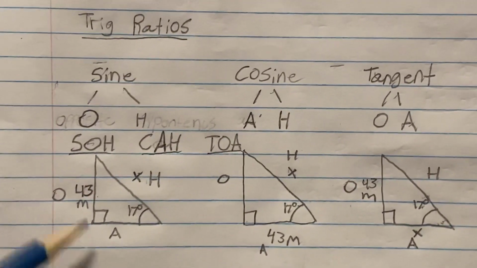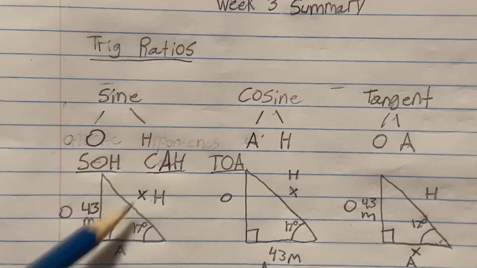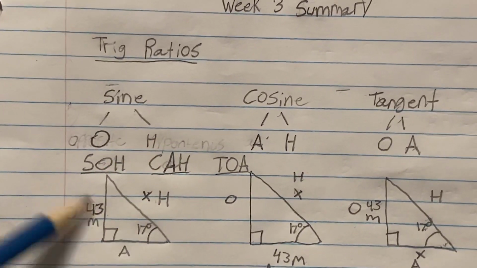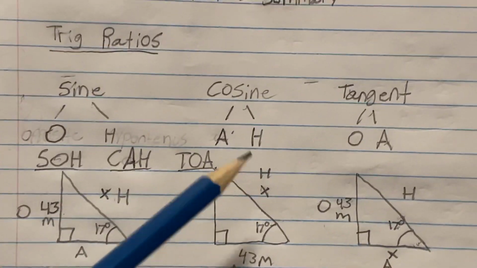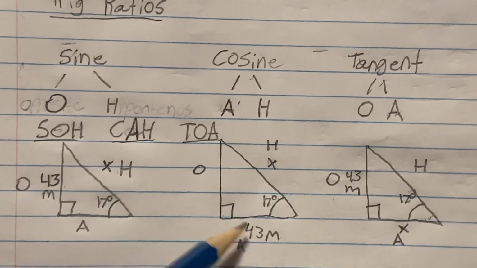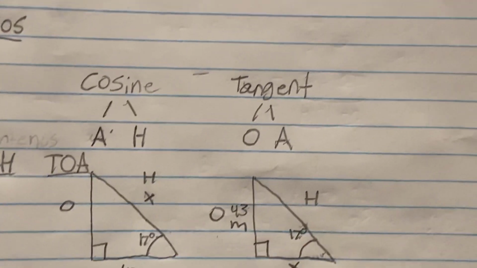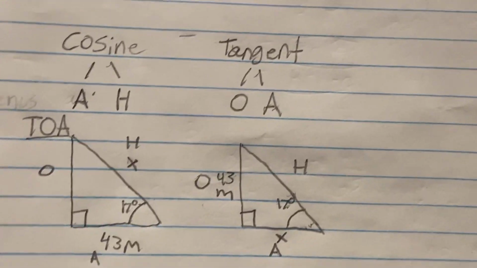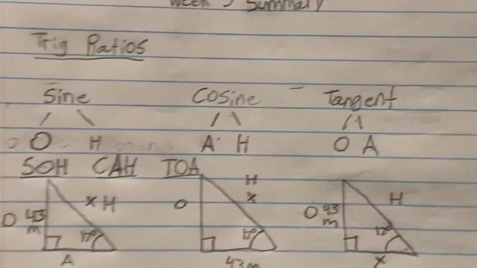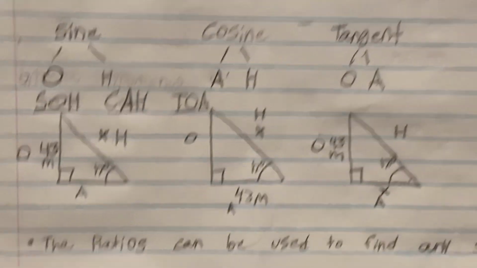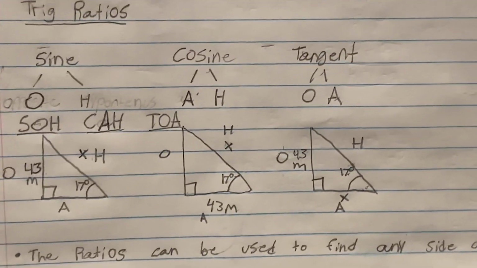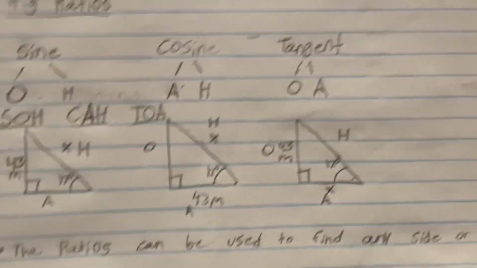If you wanted to find the opposite side and you have the hypotenuse, then you can use the sine ratio. If you were looking for the adjacent and you had the hypotenuse, you could use the cosine ratio. And if you were looking for the adjacent and you had the opposite, you could use the tangent ratio. Basically just use these to try and find all of these missing lengths.